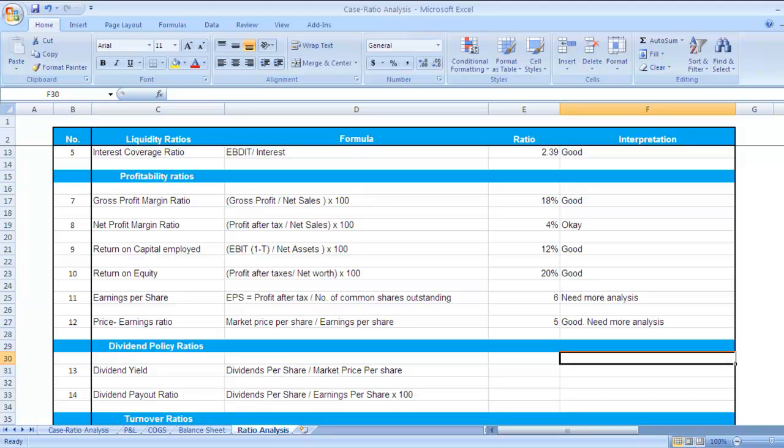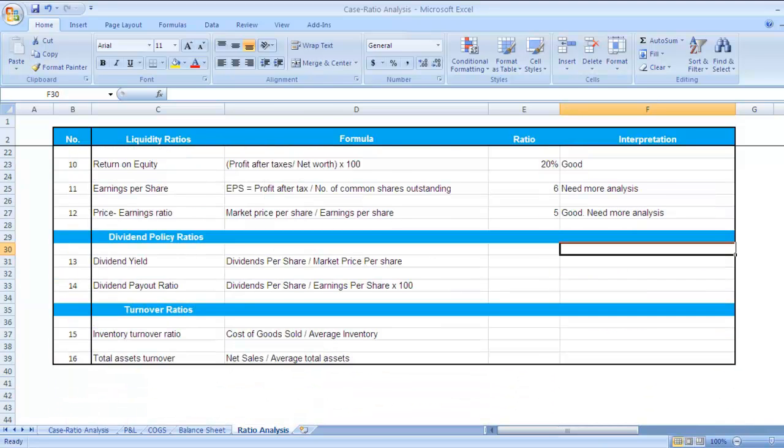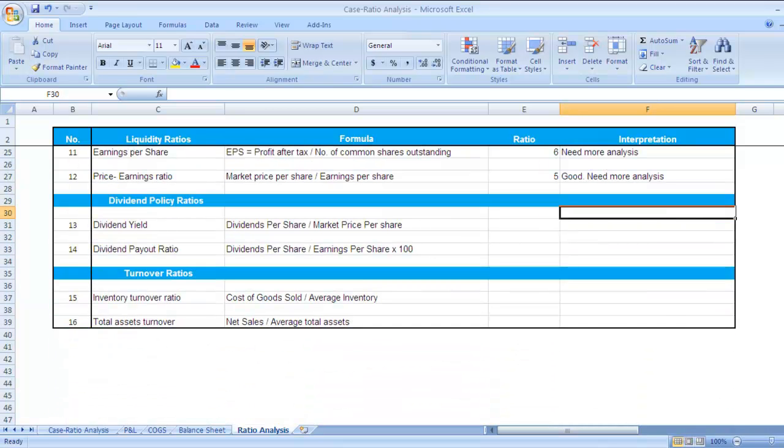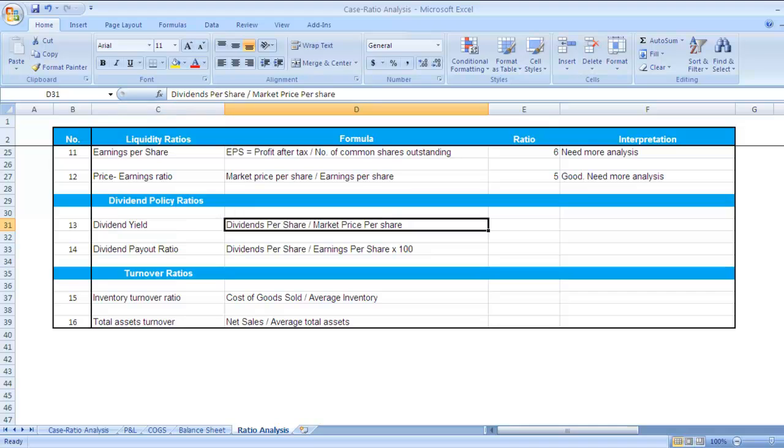With this we have completed profitability ratios. Then we'll move to dividend policy ratios. Okay, so dividend policy ratios, one of the important variables for investors. So first we'll check the dividend yield ratio. Dividend yield formula is dividends per share divided by market price per share.